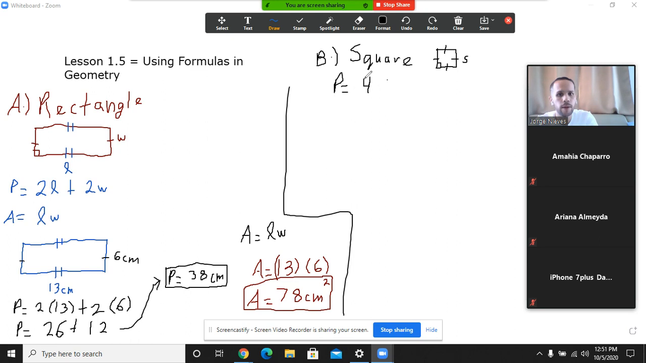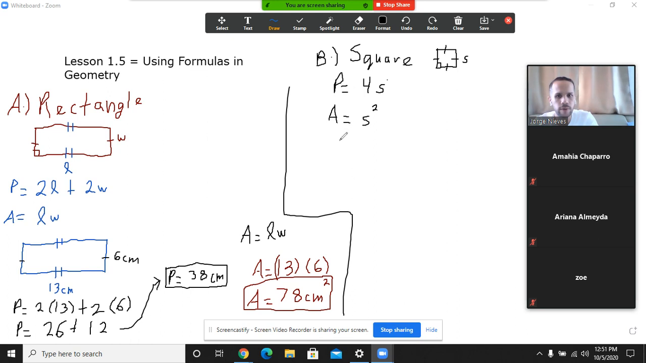Why? Because we got four sides, okay? And to find the area, well, it's going to be sides squared, or S squared, okay? Because that's how we find the whole area of the square in this case, okay? So let's give you an example or a problem of how we do this.